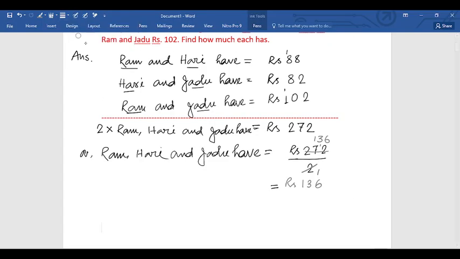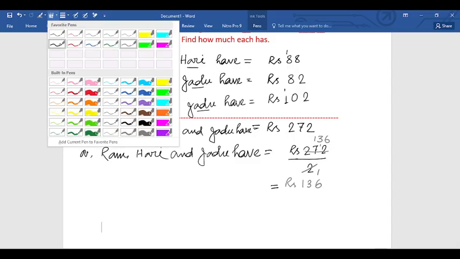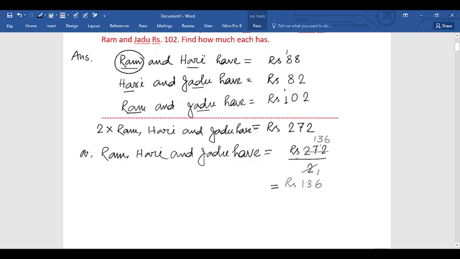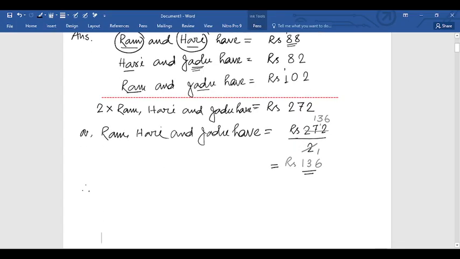Okay, next. That means individually Ram, Hari and Jadu all together have 136. Now, how much do Ram and Hari have? That is 88. Now, out of 136, if Ram and Hari have rupees 88, then the remaining part from 136 belongs to Jadu. Therefore, or in the other way, what Hari and Jadu have all together, if you subtract this number from 136, then Ram has the other part.